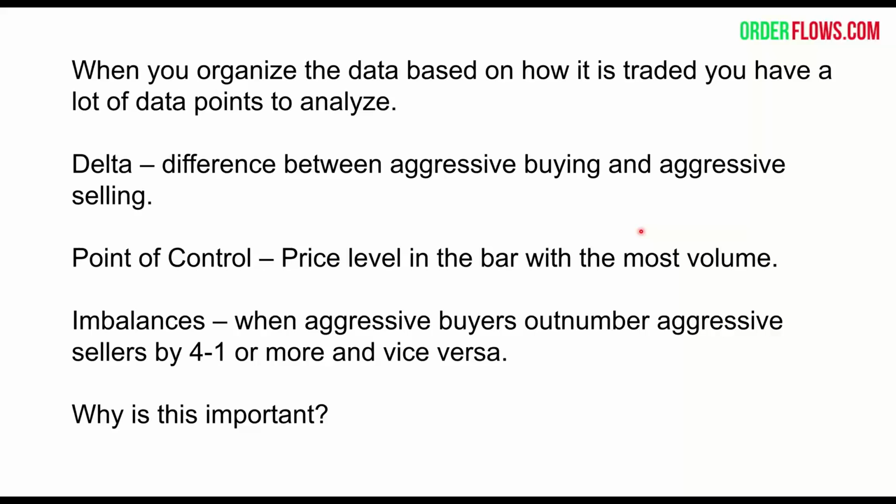Imbalances are when aggressive buyers outnumber aggressive sellers by 4-1 or more, and vice versa when aggressive sellers outnumber aggressive buyers by 4-1. Now, again, that 4-1 is sort of the industry standard, if there was an industry standard, but it's what most traders use. And again, you could adjust it if you want to use 3-1, if you want to use 10-1, right? Different strokes for different folks in terms of imbalances.